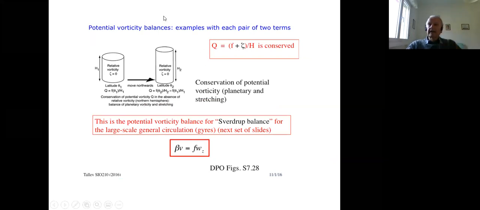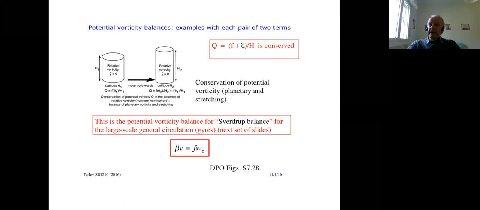But in the first approximation, this is a very good thing. With this, I would finish, and we will continue next time, so you will have more time to think about this. Potential vorticity balances. Here we have examples with each part of two terms. Let's see the term zeta plus f over h is constant.